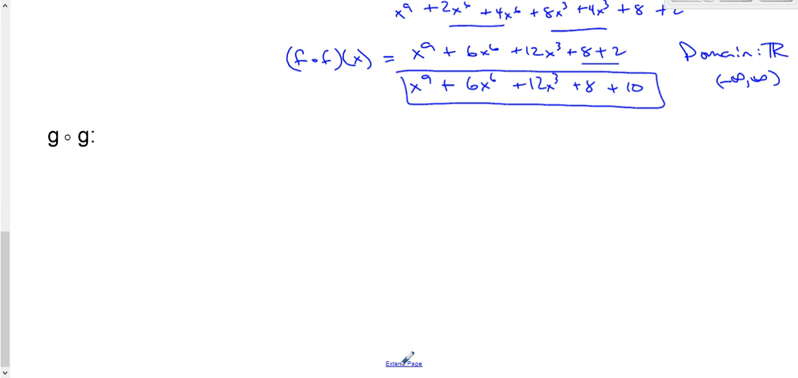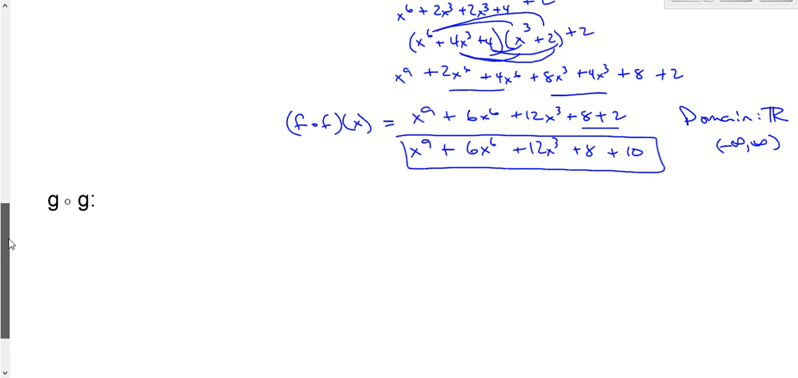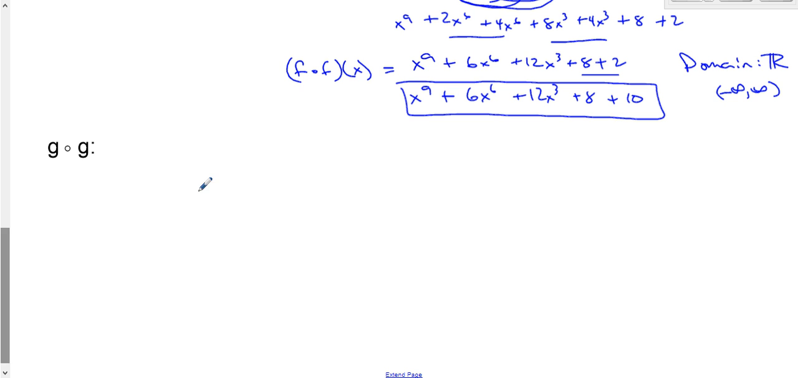And then we look at g of g. Okay, well, g is the cube root of x. So we're taking g of the cube root of x. So we're taking the cube root of x inside the cube root of x. So yeah, the cube root of x is replacing the x in the initial function.